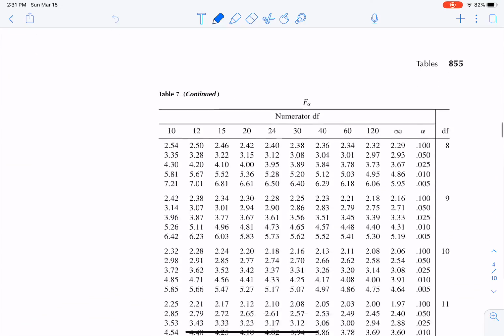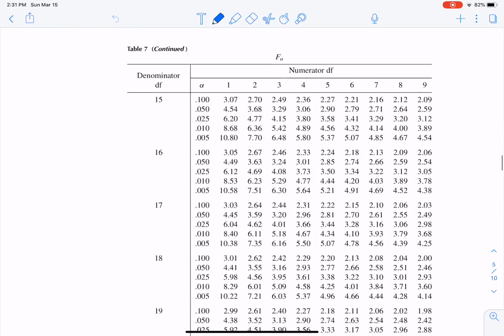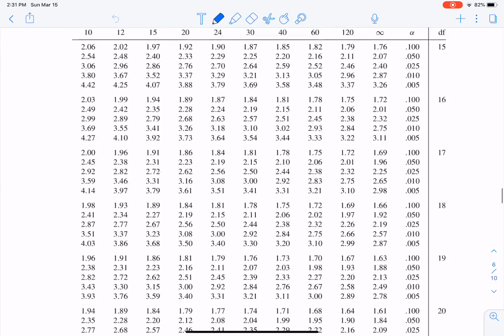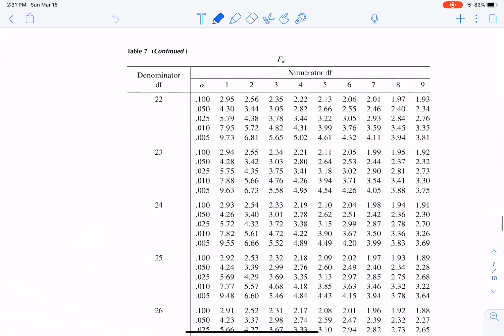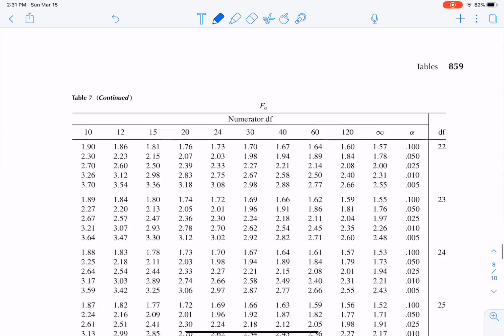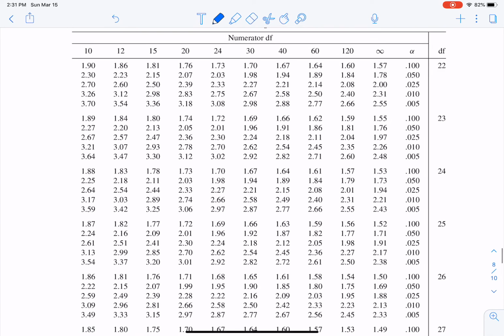I'm going to keep cycling through this chart until we get a denominator degrees of freedom of 23. Now I've finally seen 23, but numerator degrees of freedom at that point only goes to 9. So I'll keep cycling through this chart until we get a denominator degrees of freedom of 23 and a numerator degrees of freedom of 27. It seems to be right between 24 and 30.